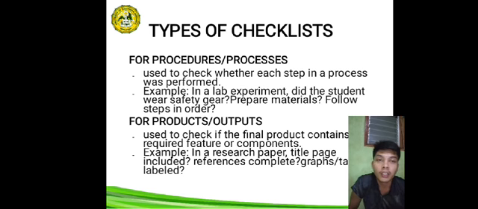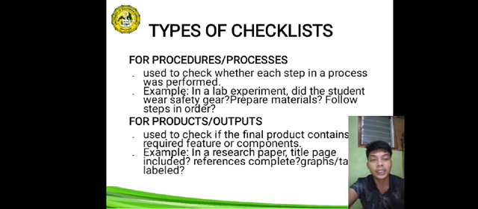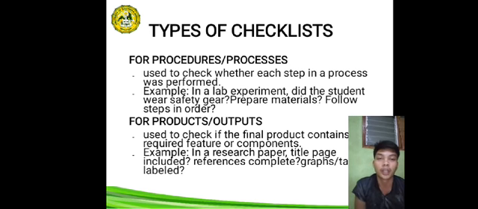Next one is the checklist for products or outputs. In here, it is used to check if the final product contains all required features or components. It is used to evaluate the quality and the completeness of a finished work or outcome.